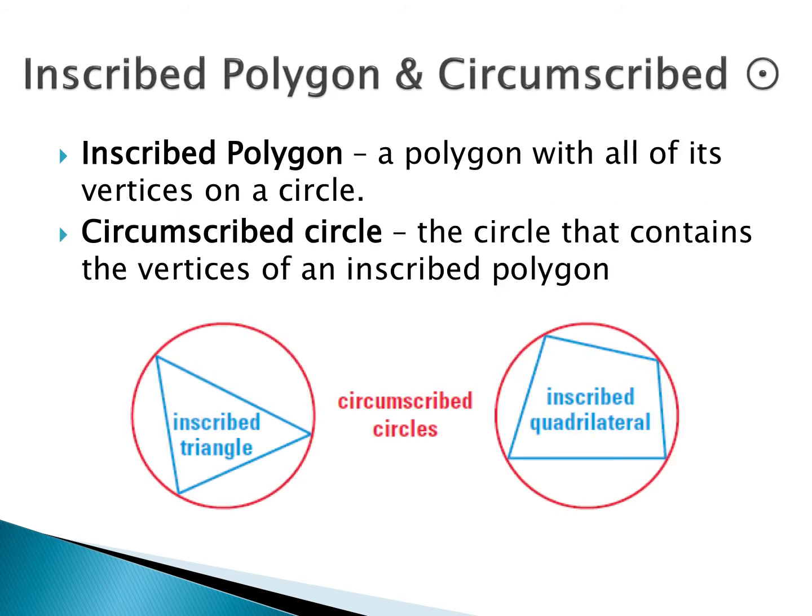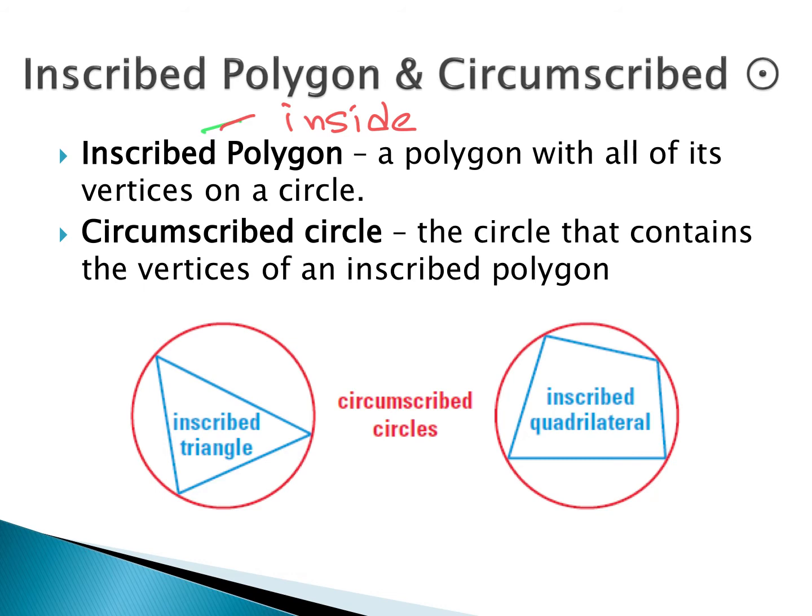Next, we're going to do some definitions here of an inscribed polygon and a circumscribed circle. So an inscribed polygon is a polygon with all of its vertices on a circle. You could sort of think of this word as being like it's inside. It's an inside polygon, or it's inside the circle. So an inscribed polygon is a polygon that's inside a circle and it's got all of its vertices on the circle. Then a circumscribed circle is the circle that contains the vertices of an inscribed polygon.